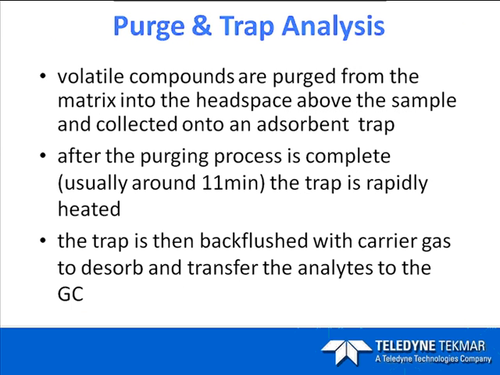Now we're looking at purge and trap analysis. Volatile compounds are purged from the matrix, usually waters, soils, wastewaters, depending upon what you're looking at, into the headspace above the sample and collected onto an adsorbent trap. After that purging process is complete, which usually takes around 11 minutes for your average range of analytes, let's say anything from dichloromethane all the way out to your naphthalenes, the trap is rapidly heated and then backflushed with carrier gas to desorb, and it transfers the analytes over to the GC or GC-MS.